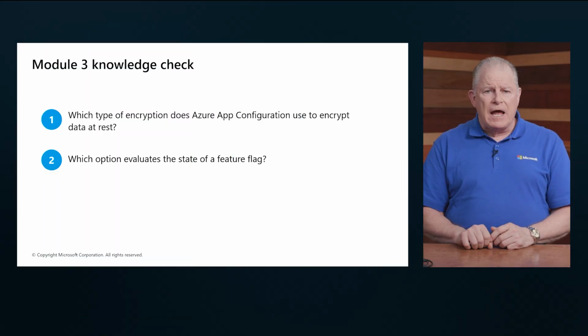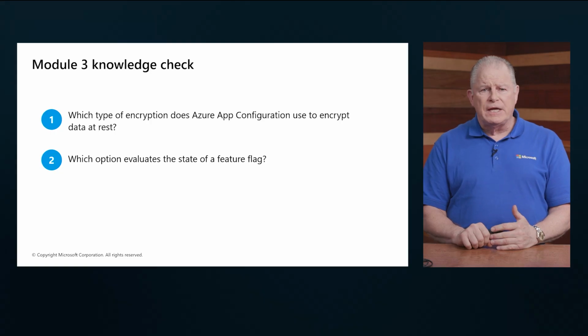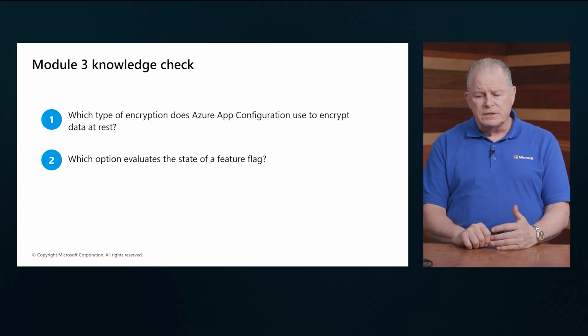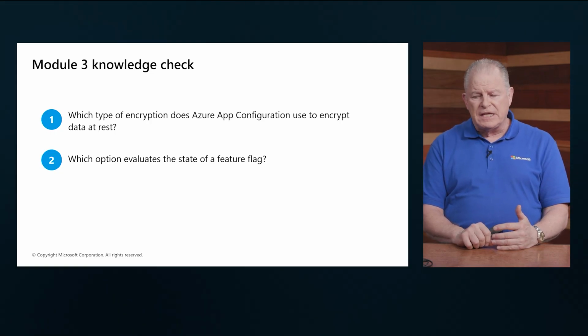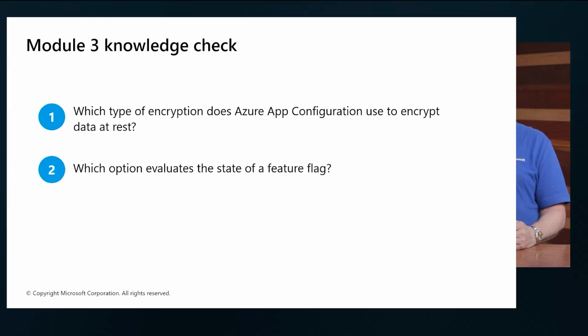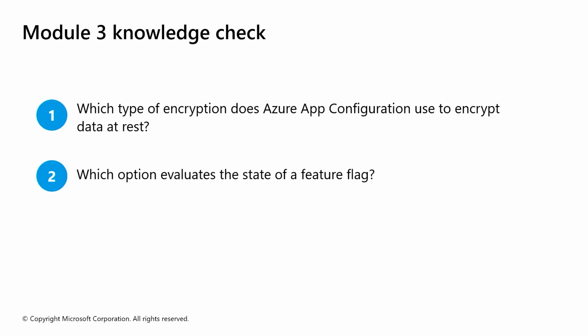So welcome back from the lab. We're going to close out this module when we take a look at question number 1, which is which type of encryption does Azure App Config use to encrypt data at rest? Go ahead and pause the screen. So it uses AES 256-bit encryption available from Microsoft. That's that full encrypted at rest that we talk about across a lot of our Azure storage locations.